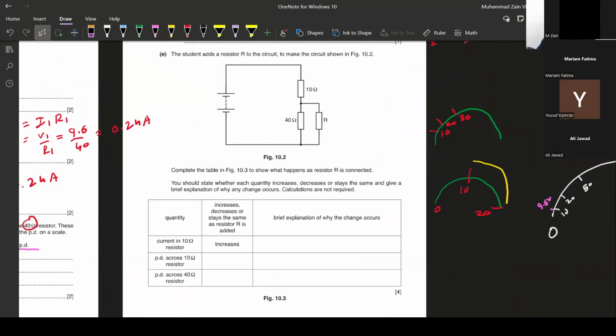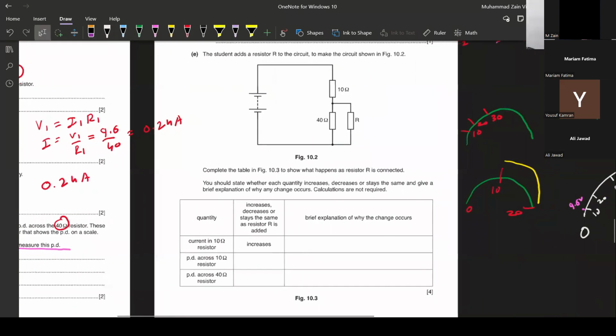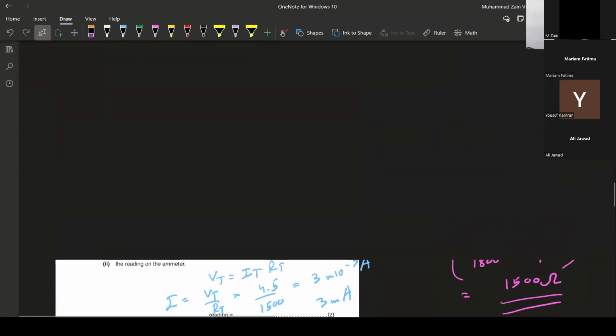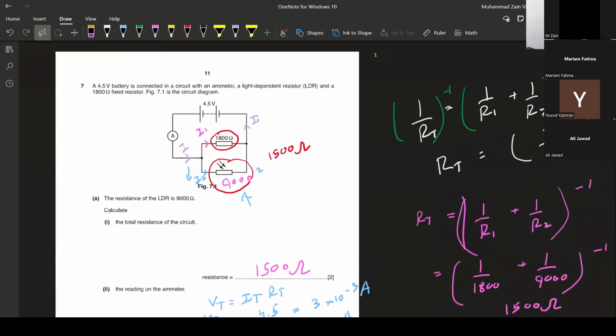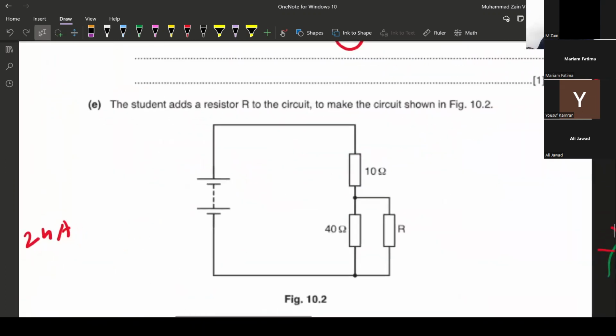Okay, so the next part is a bit important, but based on the questions we've done before, I hope this time it could be easy. If you all remember the previous question, when I connected this 9000 ohm resistor with this 1800 ohm resistor, the total resistance of this combination was less than the resistance of the individual components. The total resistance came out to be 1500, which was less than 9000 as well as less than 1800. So it was less than both these values. That's what happens when we connect an arrangement in parallel. Similar would be the case here right now.